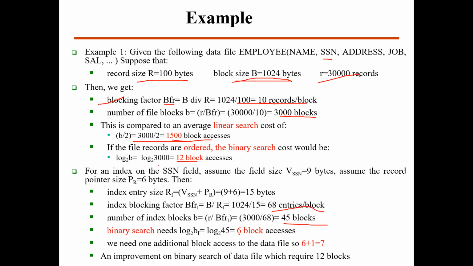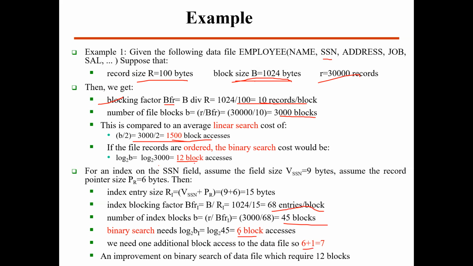Searching for a record inside 3000 blocks in the data file is too much. However, if we search the index, we have to search only 45 blocks. If we apply the binary search, it becomes very small. For example, log base 2 of 45 is almost around 6. We need one additional block access to access the data file. So this is 6 plus 1, 7.